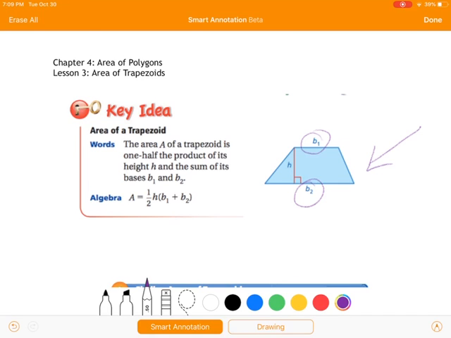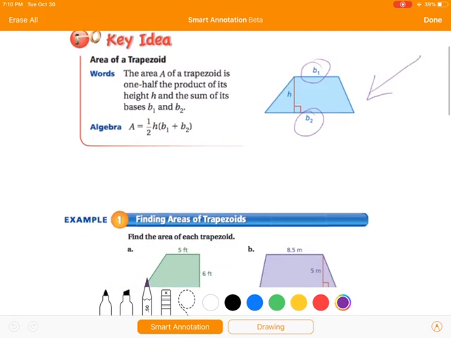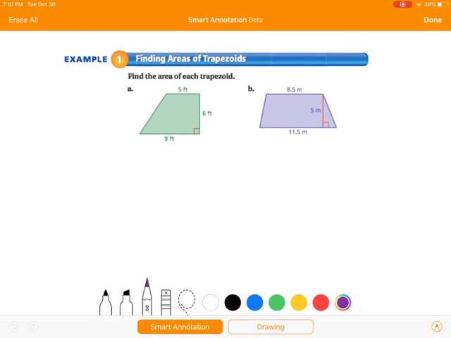So that's where finding the sum of those bases comes in as part of finding the area of a trapezoid. In this algebraic expression here, you can see 1/2 times height and then times base 1 plus base 2. So that's saying we're taking half of our height and multiplying it by the sum of our two bases. So let's try that in an example below.